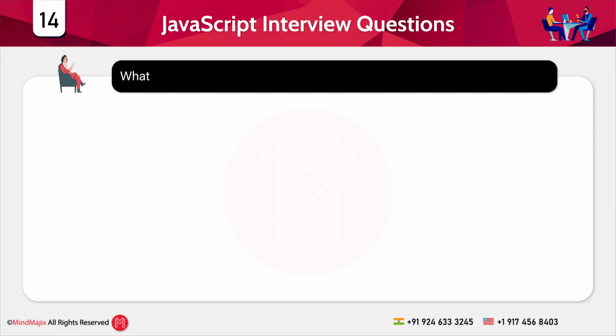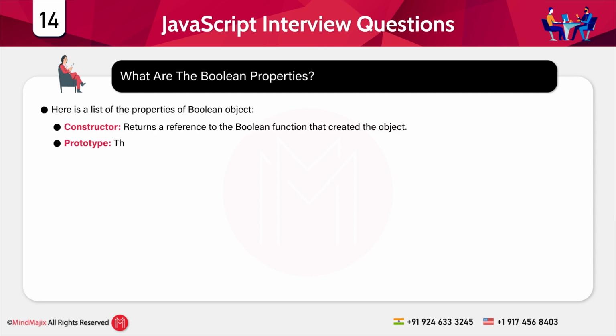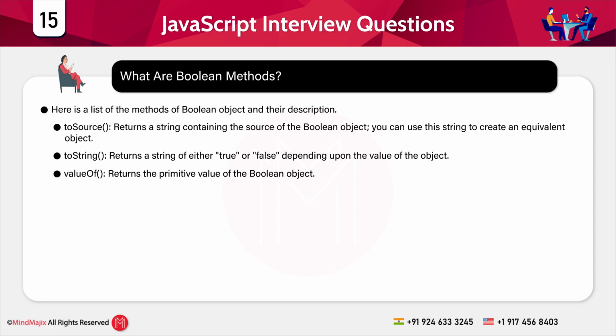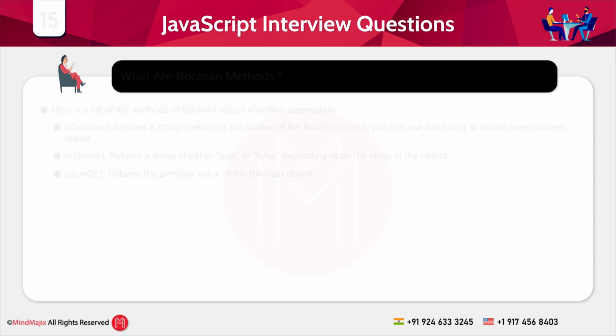Next question, what are the Boolean properties? Here are some properties. Constructor, it returns a reference to the Boolean function that created the object. Prototype, the prototype property allows you to add properties and methods to an object. Next question, what are the Boolean methods? toSource, toString, and valueOf. These are the Boolean methods.